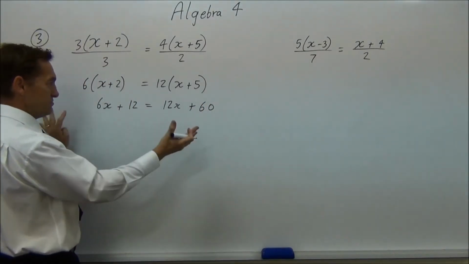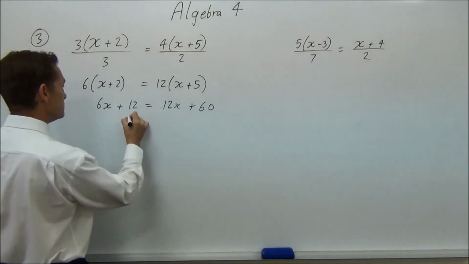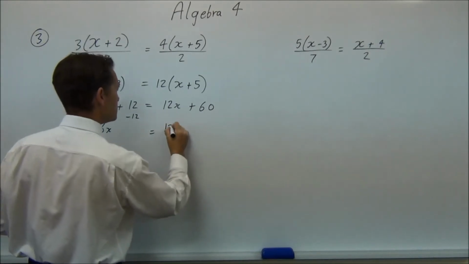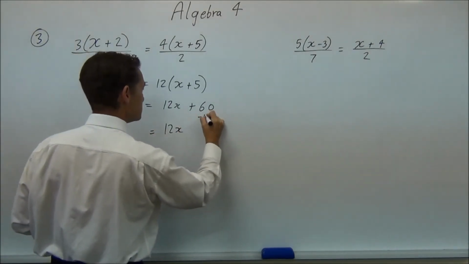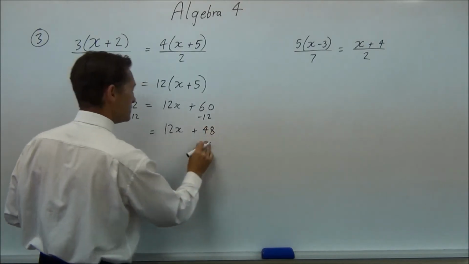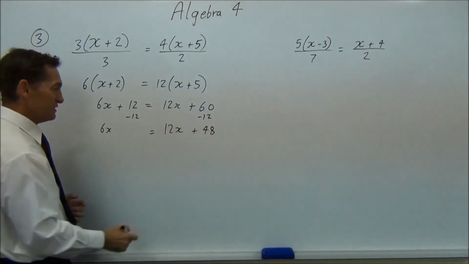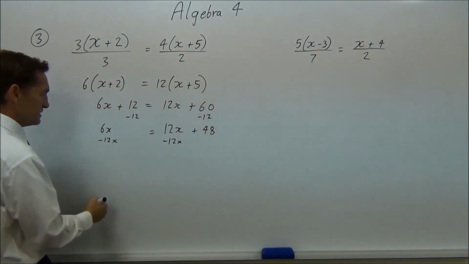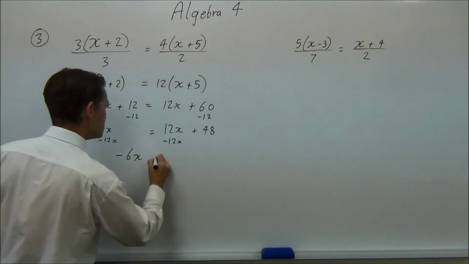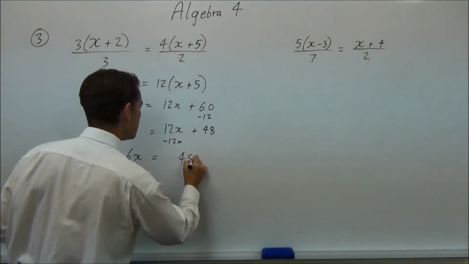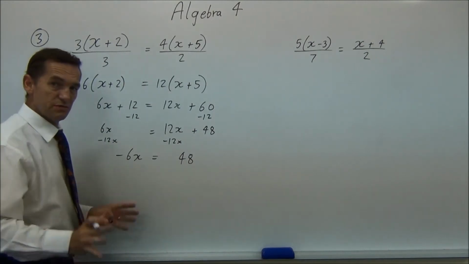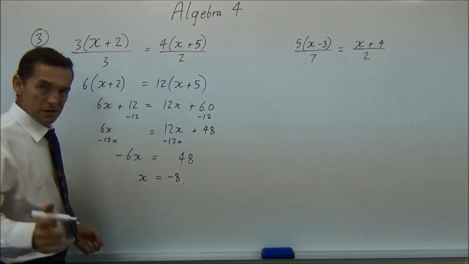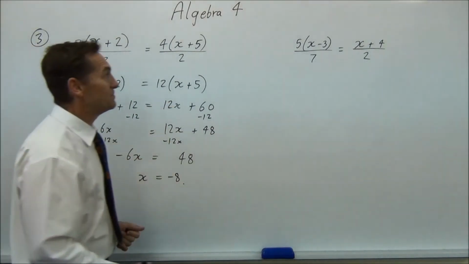And then subtract anything we wish. So let's take off the 12. So we know it's 6x equals 12x, take off 12, plus 48. Let's take off 12x. So 6 take away 12 is minus 6x equals nothing, and that's 48. Divide by minus 6, well 48 divided by minus 6 is minus 8. And you're done. Let's try the next one.